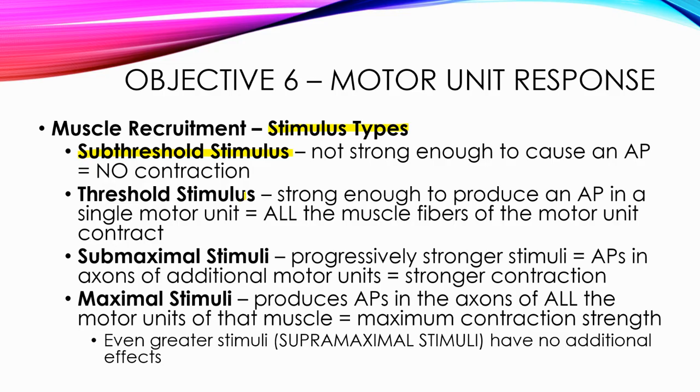If you meet threshold, it will generate a contraction, but it's only going to generate a contraction in a single motor unit. You can do more motor units, and that would be your submaximal. Or you could produce action potentials that are strong enough in axons of all of the motor units. This is where you're literally going to max out the capacity of that muscle. So even if you had a stronger stimulus, that muscle's maxed out. We are already triggering all those motor units at once, and so we can't really get any higher.